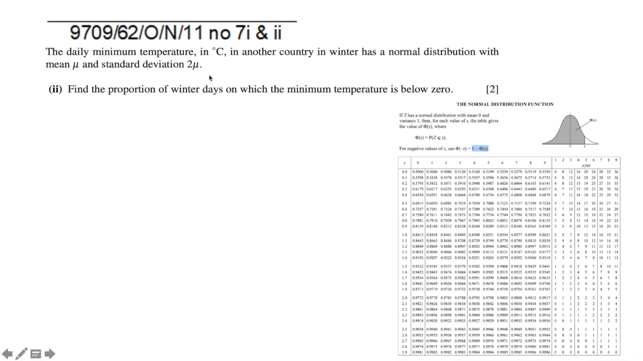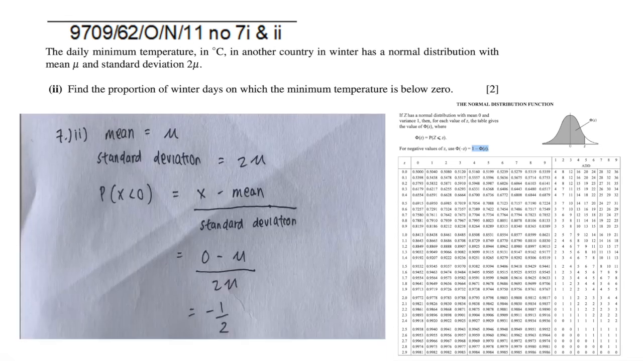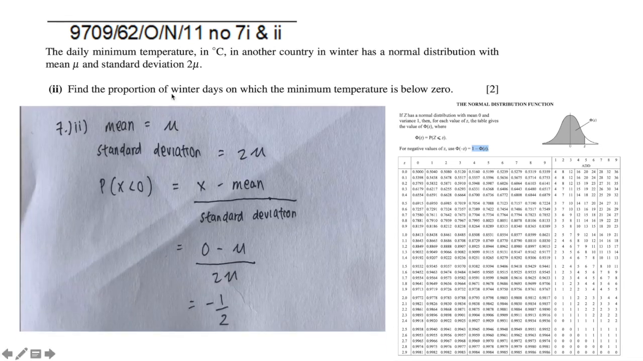The question now shows us the data of the mean mu, and the standard deviation which is 2 mu. 7II asks us about the proportion of winter days on which the minimum temperature is below 0. So now let's see the way to work this question. As the question gives us, we know that the mean is mu and the standard deviation is 2 mu.